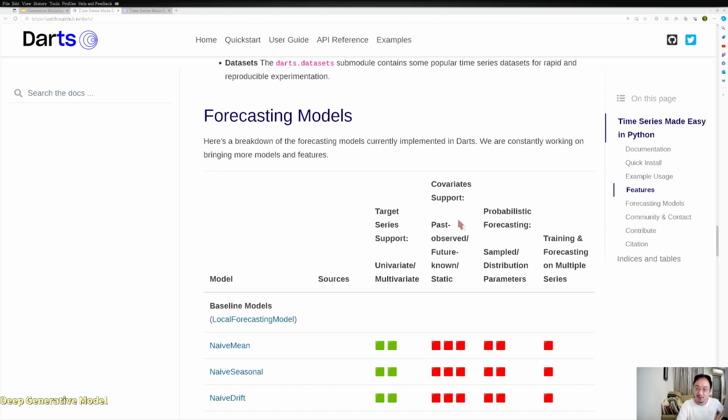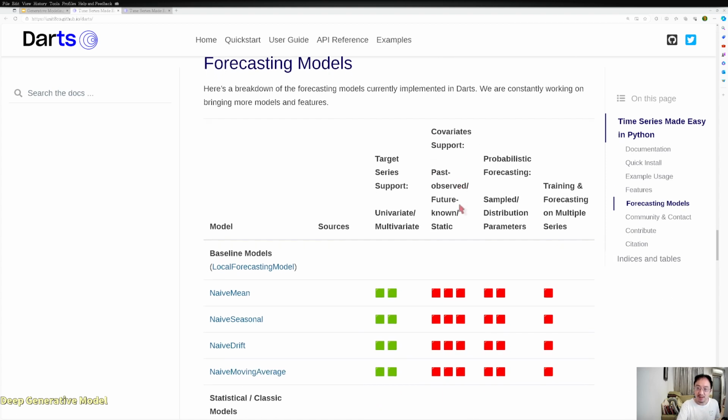However, sometimes we need more information. We can have more information that we don't have to predict, but it is good or maybe necessary to have so that we can use it for our prediction. These are called covariates. Covariates have different types. One is past observed, which means the time series that can be observed up to the current time. So that is kind of like a target, except that you don't have to predict the outcome.